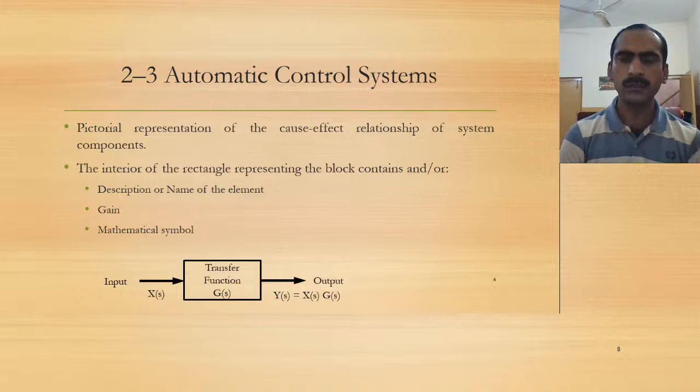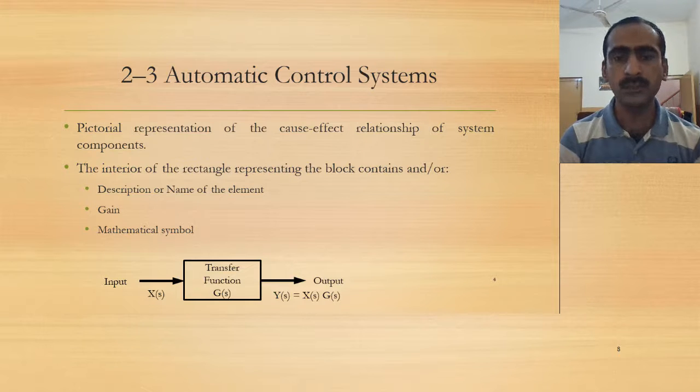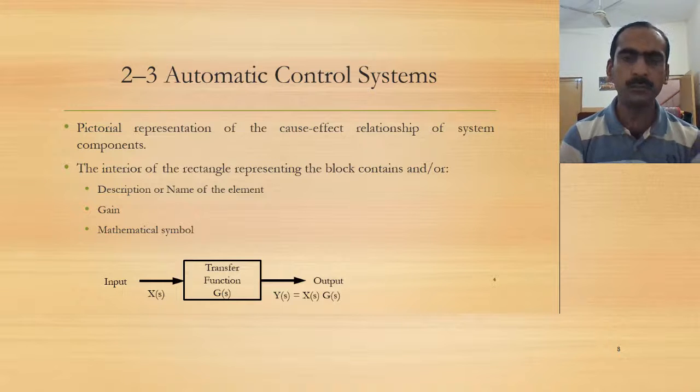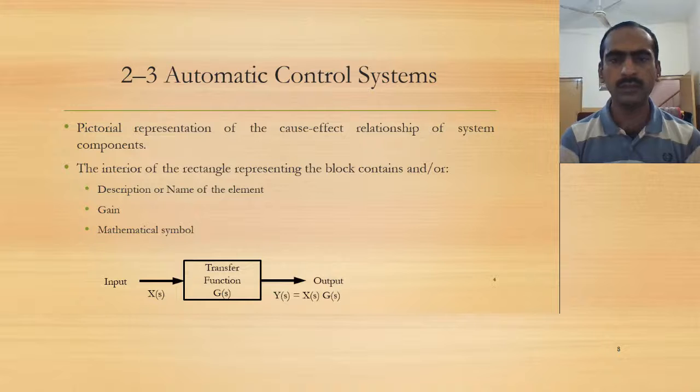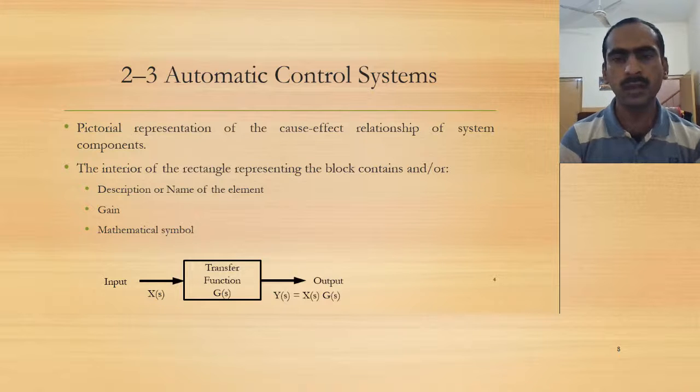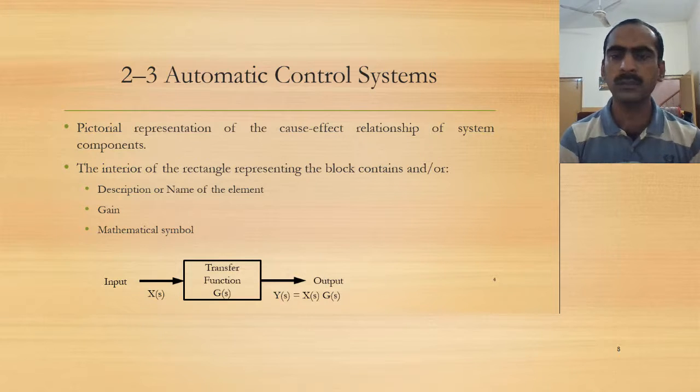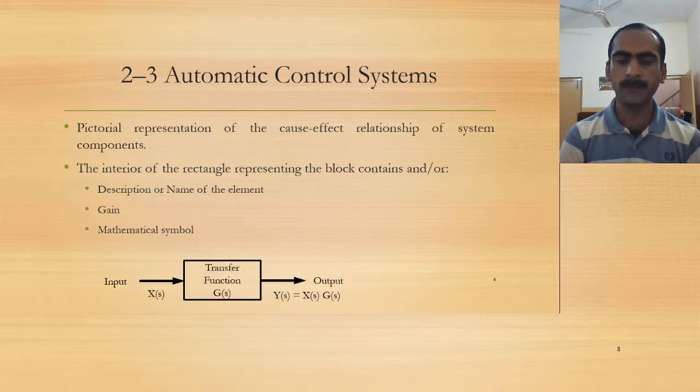Sometimes, if we have a mathematical model of the system, the block diagram can give us the gain in the Laplace domain written inside that square box, and it can also show a mathematical symbol. For example, there could be an integrator or a differentiator, and we can represent that block by an integration symbol or a d by dt symbol for a derivative.